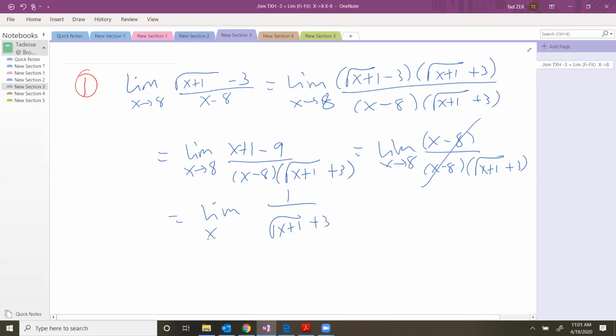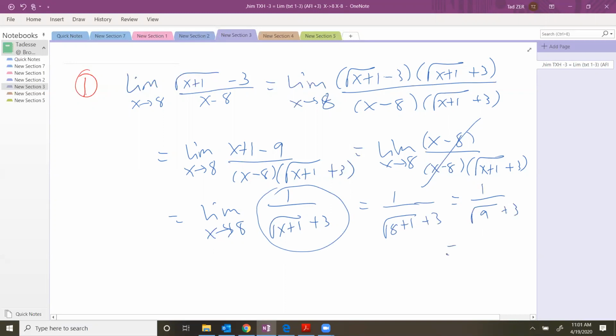Just keep in mind here, it has nothing to do with limit. What I'm basically doing is rationalizing the numerator. That's it. It has nothing to do with limit. Rationalizing the numerator. So now you can see that this expression here is defined at 8, so I can plug. So that will be 1 over radical of 8 plus 1 plus 3, which is radical 9 plus 3, which is 1 over 3 plus 3. So the answer is 1 over 6. So that should be the limit.